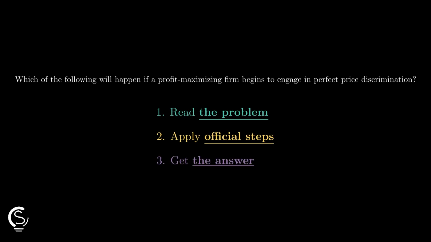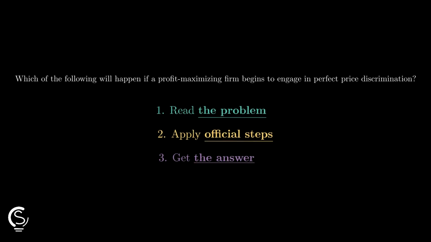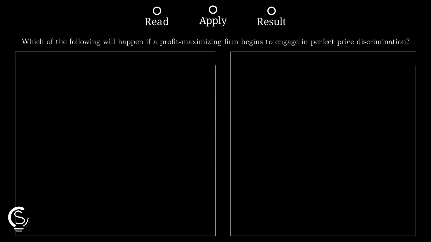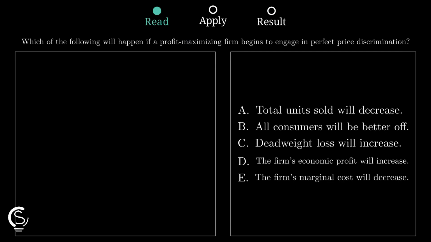Perfect price discrimination sounds complex, but we can solve this quickly by looking at how firms capture value from every single buyer in the market. In perfect price discrimination, a firm charges each consumer the maximum price they are willing to pay for every unit. This strategy allows the firm to extract every bit of value.